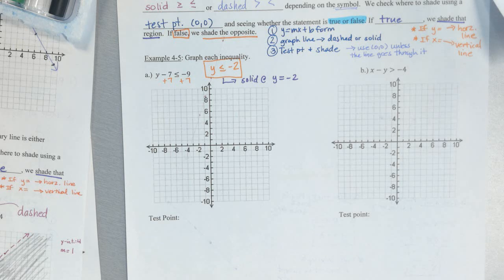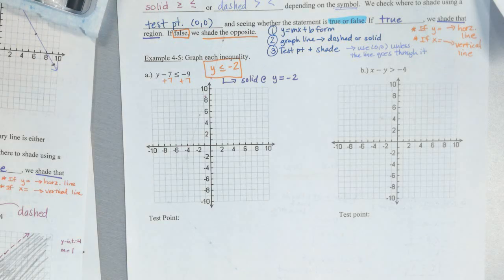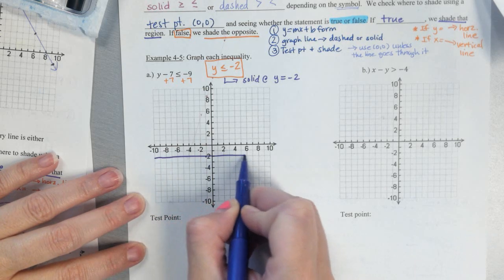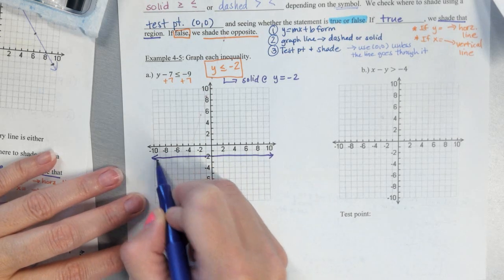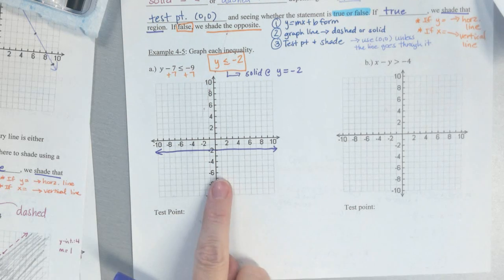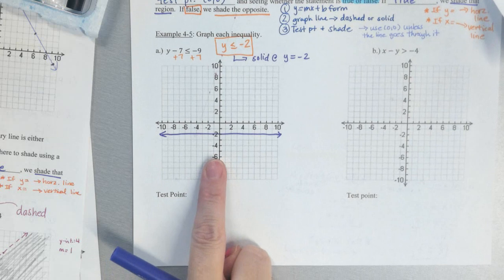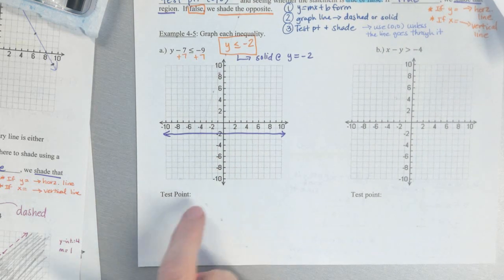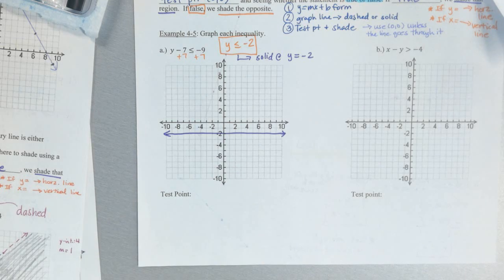Do you guys know how to graph that line? Yeah. Okay, so if I go to negative 2, remember, we just said it's a horizontal line, so it's just going to be like this. Horizontal and solid. Okay? Now, with ones that are vertical or horizontal, you know where to shade, like without even doing your test point, but we're going to practice that process here.